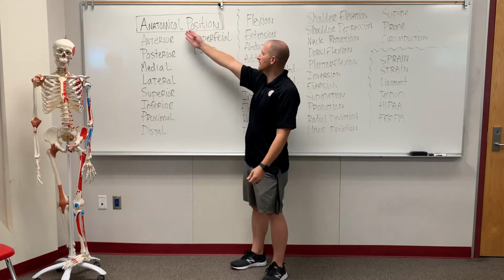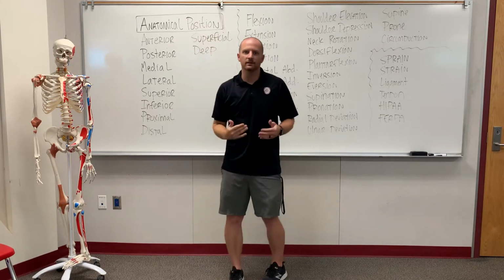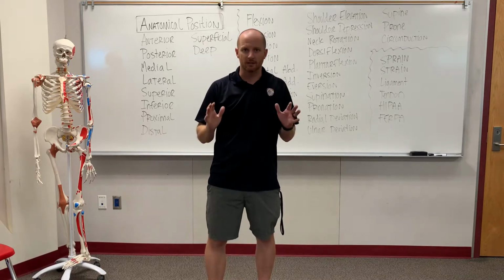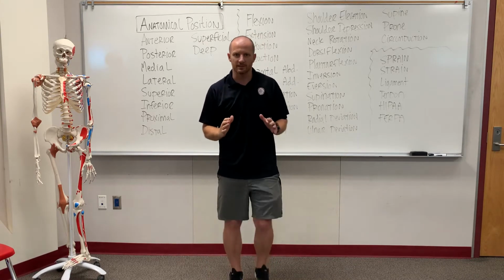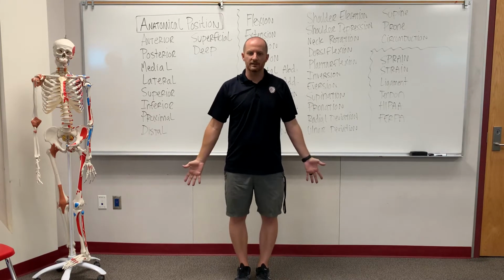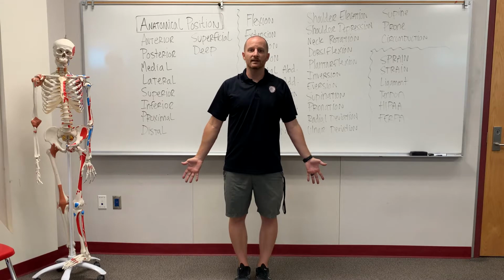So first we're going to talk about anatomical position. Anatomical position is the position that most of the rest of these terms are based off of. Anatomical position is standing, arms by your side, palms of your hands facing forward, just like this. A lot of these other terms are going to be based off of a person being in this position.